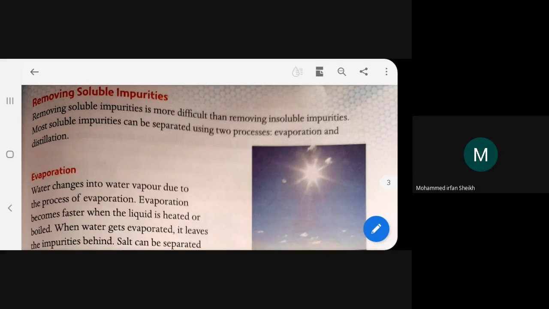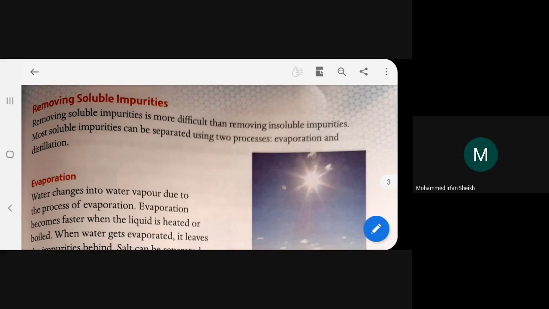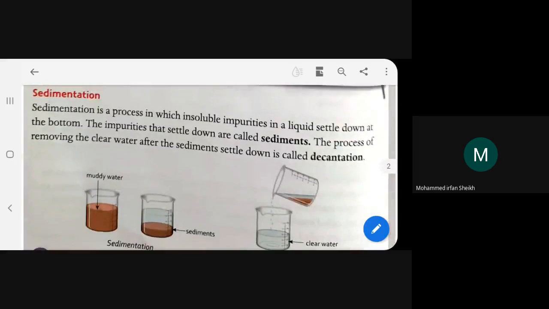Okay, listen, ma'am. Just like how we can remove insoluble impurities, in the same way there are different methods to remove soluble impurities. Now, salt, is it dissolved inside the water? Can we separate it easily? It's not easy for us to separate it, like the mud and dust particles, through the method of filtration and through the method of sedimentation and decantation.